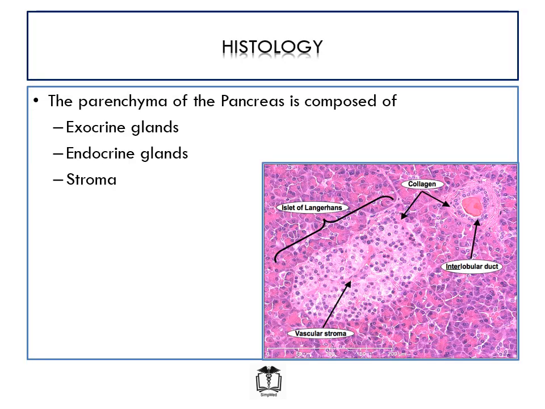Now, remember at the beginning of the lecture, I made mention of the fact that the pancreas is a mixture of an exocrine and endocrine gland. And in terms of its histology, this is well played out in the parenchyma of the pancreas. The parenchyma of the pancreas is composed of exocrine glands on one end, then endocrine glands usually sparsely distributed, and then stromal cells or connective tissue cells supporting them. And this is what is shown in the image directly below.